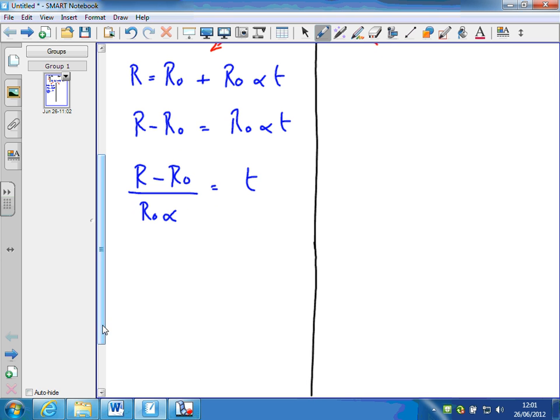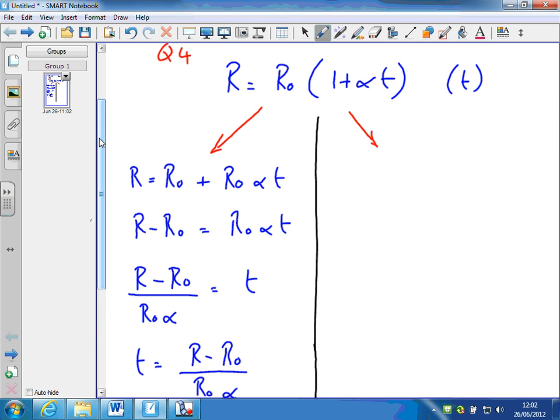So writing it with the subject first, t equals R minus R0 over R0 alpha, which is the answer in the textbook. However, if we don't multiply out the brackets, we should still be able to get to the same answer. So let's have a look. So if we don't multiply out the brackets, so dividing both sides by R0, we get R over R0 equals 1 plus alpha t.